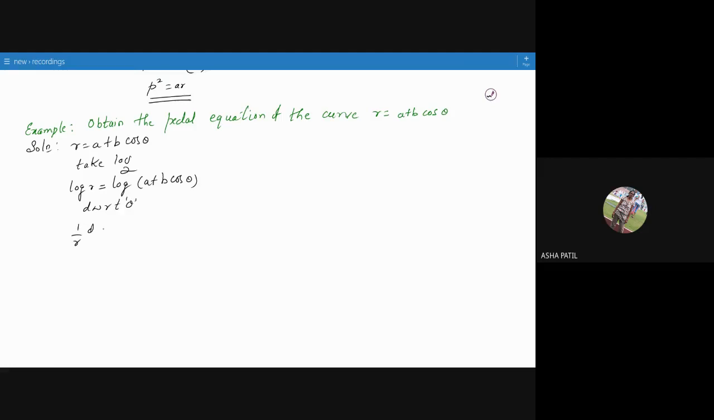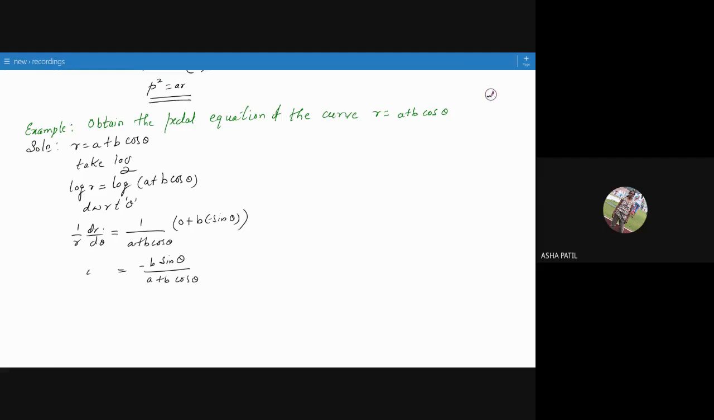Derivative of log r is 1 by r dr by d theta. Now derivative of log of (a plus b cos theta) is 1 upon (a plus b cos theta) times the derivative of (a plus b cos theta). A is a constant term, so its derivative will be 0, b constant we keep as it is, and derivative of cos theta is minus sin theta. So we have minus b sin theta divided by a plus b cos theta.